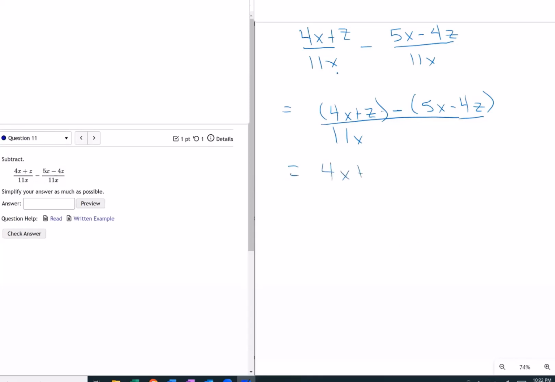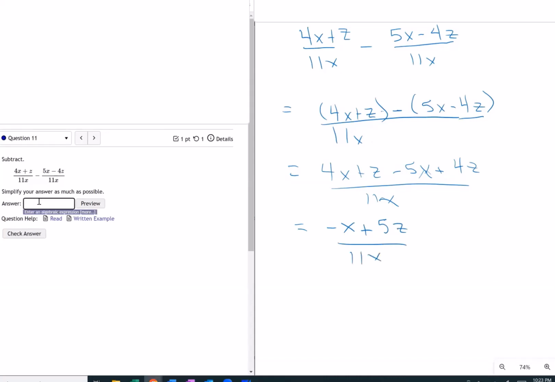So we have 4x plus z minus 5x plus 4z divided by 11x. We're going to combine like terms in the numerator. So we have 4x minus 5x is minus x, plus z plus 4z is 5z, divided by 11x.